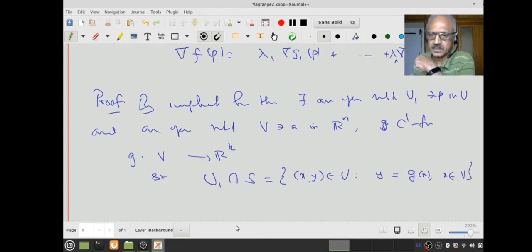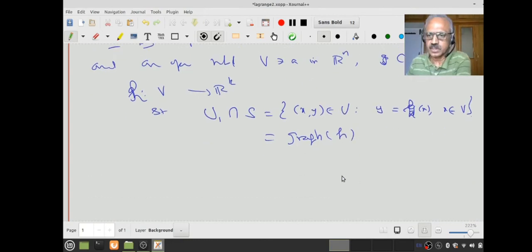That is nothing other than the graph of, since I already used G for the constraints, let me call it H, a C1 function H, the graph of H.